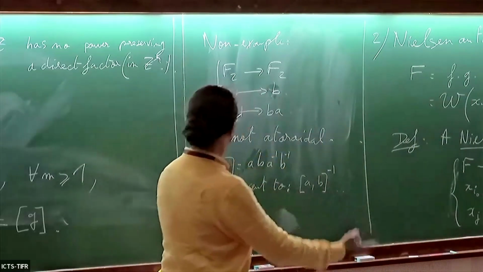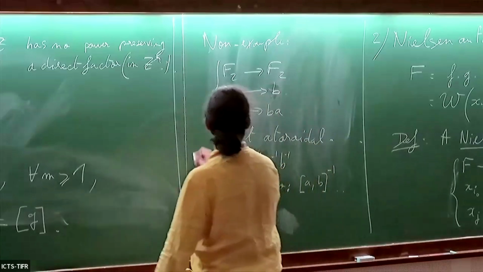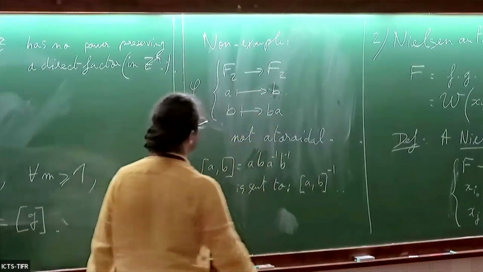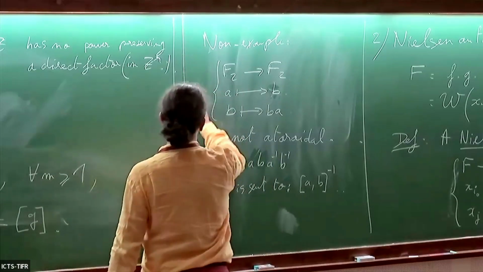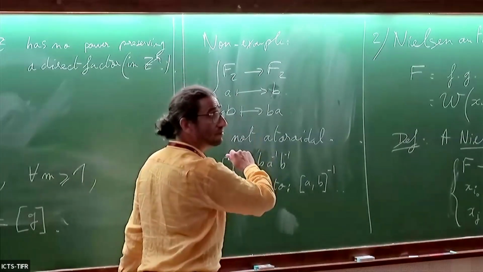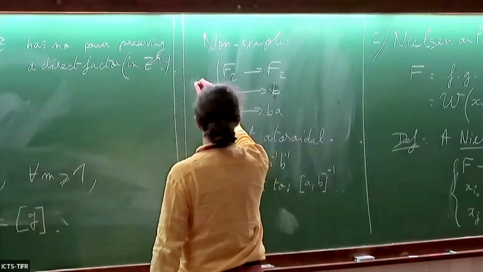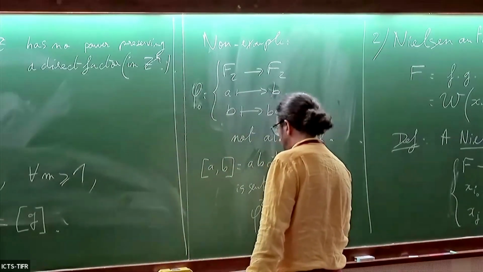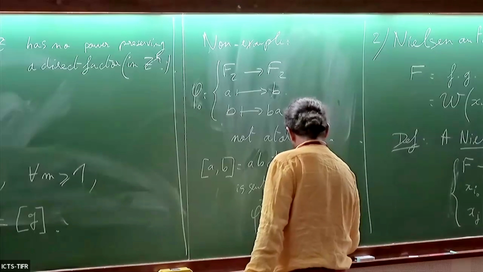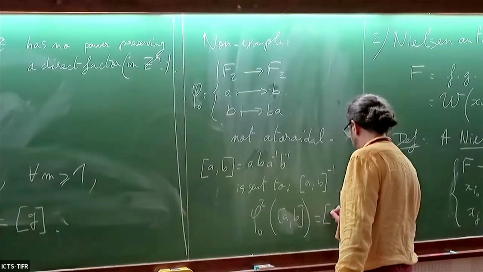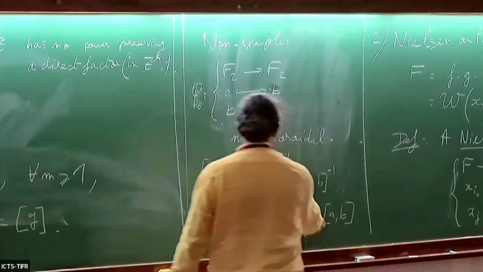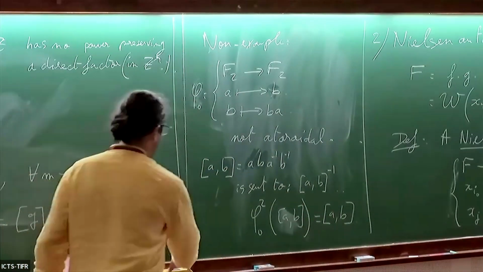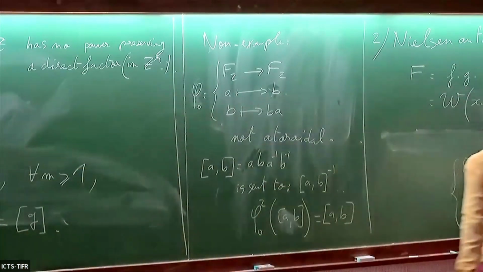So when I do it twice, so let's call it phi, phi 0 square of A, B. It's not the same bracket. Bracket is commutator. It's not the bracket of conjugacy class. I hope you forgive me about this conflicting notation.